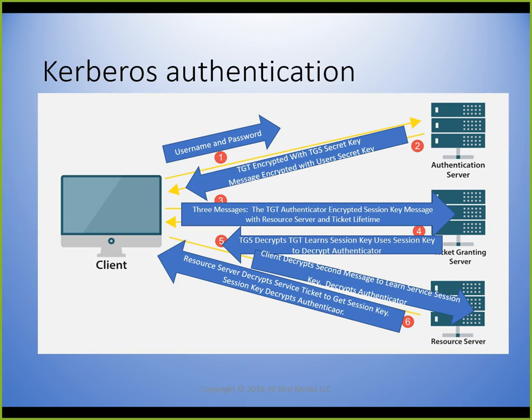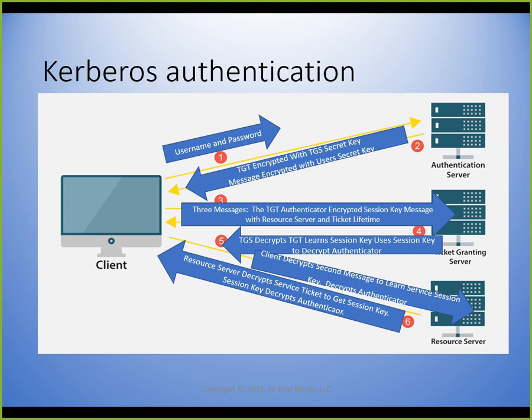So the process that goes on, and this one I said I'll give you a headache here in a minute. One, username and password. The second thing, the ticket granting ticket encrypted with a ticket granting session secret key. Message is encrypted with the user secret key, encrypted with our password. It sends it back to us. What it wants to see is if we can decrypt this thing with our password. If we can, the ticket granting ticket, authenticator, encrypted session key message goes with the resource server and the lifetime ticket. The lifetime ticket is not for a lifetime. It is how long it's good for.